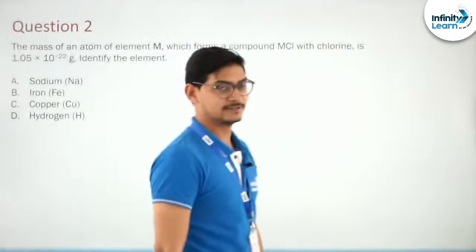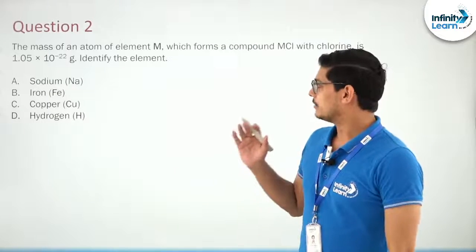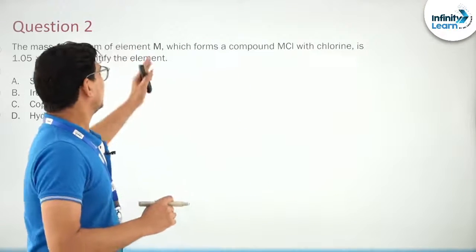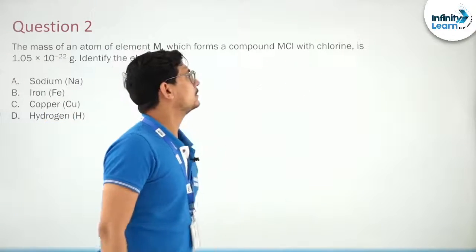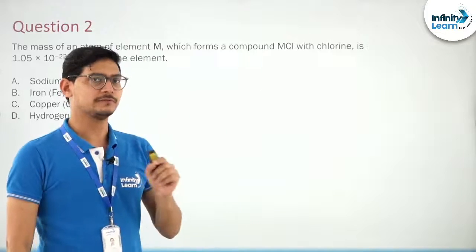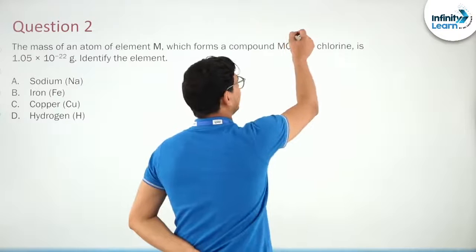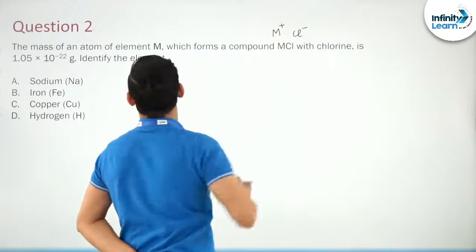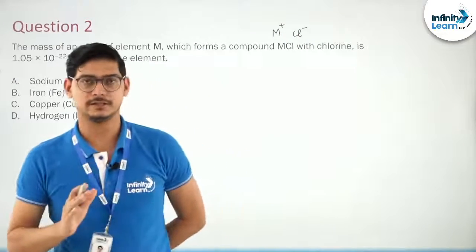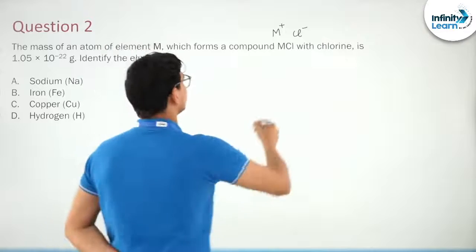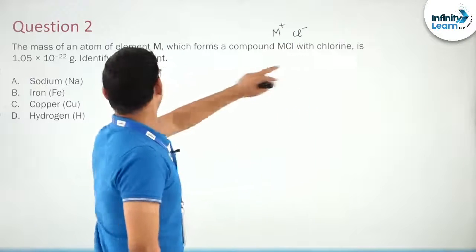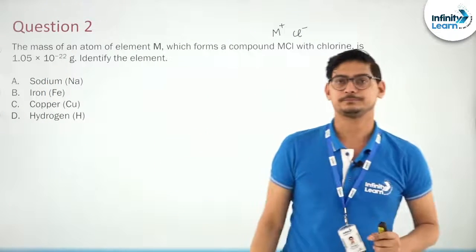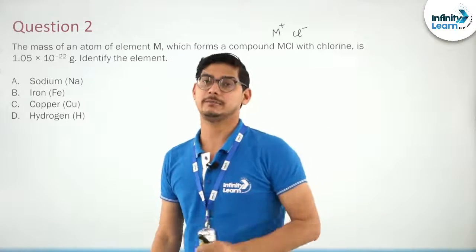Yes. A decent question. The mass of an atom of element M. There is some element, say M. It forms a compound MCl with chlorine. So can we infer one thing? Chlorine forms chloride ion, right? So this metal must be forming M plus ion. If it is a metal or if it is a non-metal, anything, it would be having +1 charge, right? So it has a valency of 1. With chlorine is 1.05 into 10 raised to the power minus 22 gram. You have to identify the element.